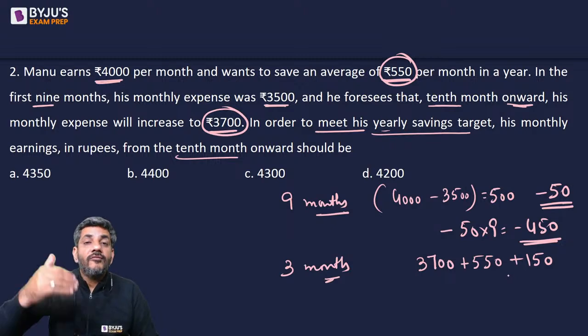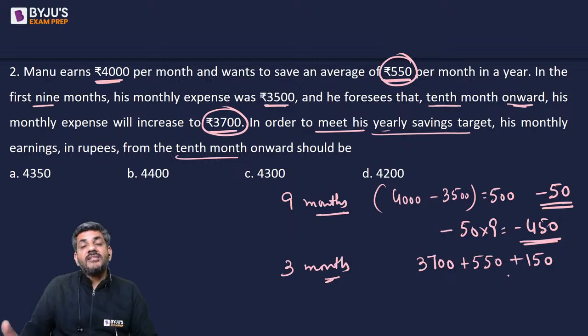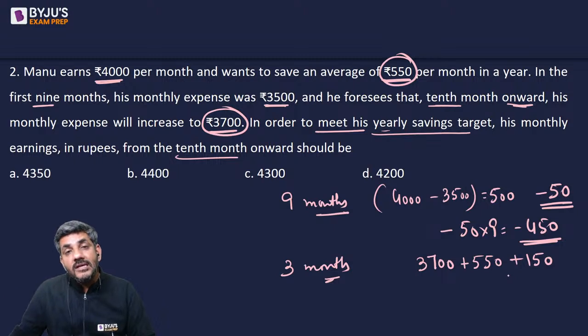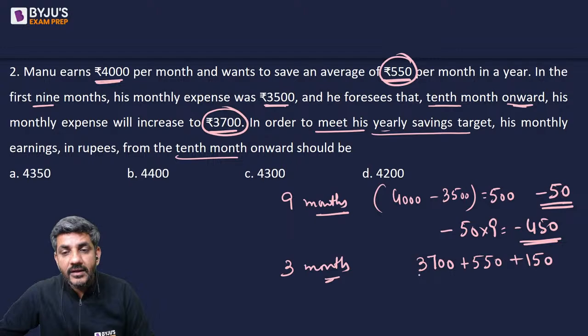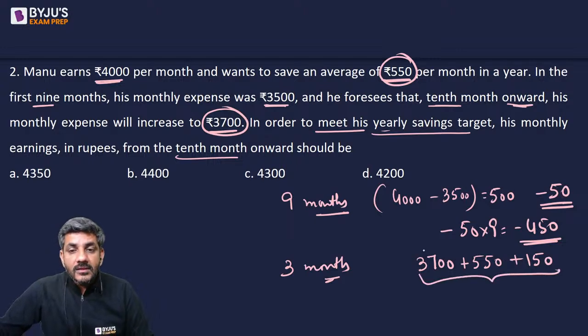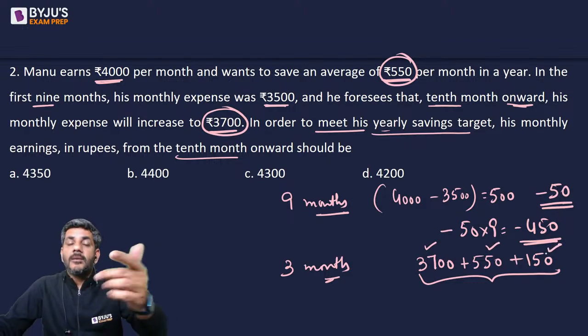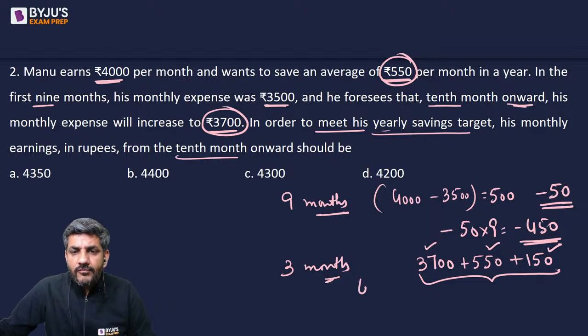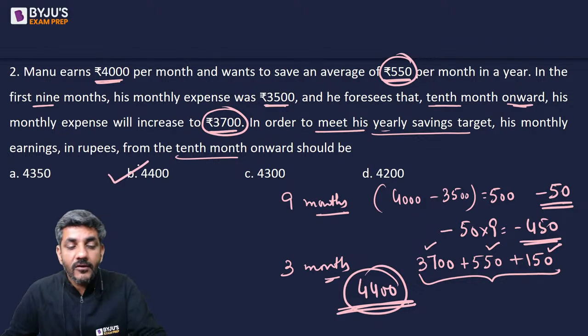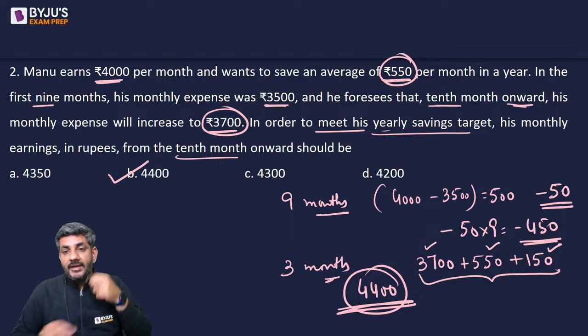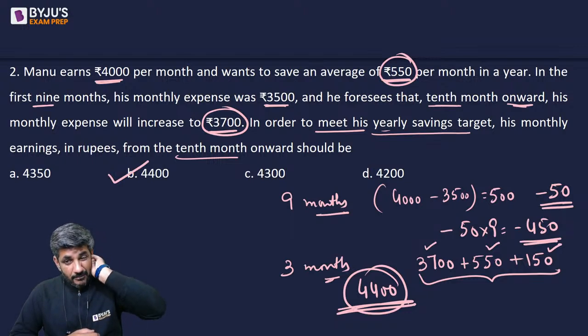You are already having 450 rupees less. So in the next 3 months, you have to save 450 rupees. 3 months 450, that means every month you have to save 150. So ultimately, you have to earn 3700 for your expenditure, 550 rupees of your saving, and 150 rupees of your surplus. So that makes it a total of 4400. So that means third month onward his earning should be 4400, which is given in option B, and that becomes the right answer.